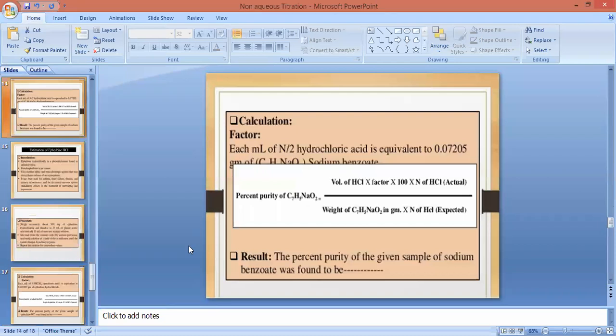Next is the calculation part. Chemical reaction वरून आपल्याला factor calculate करता येईल. On the basis of factor and molarity, we can find out the concentration of sodium benzoate.